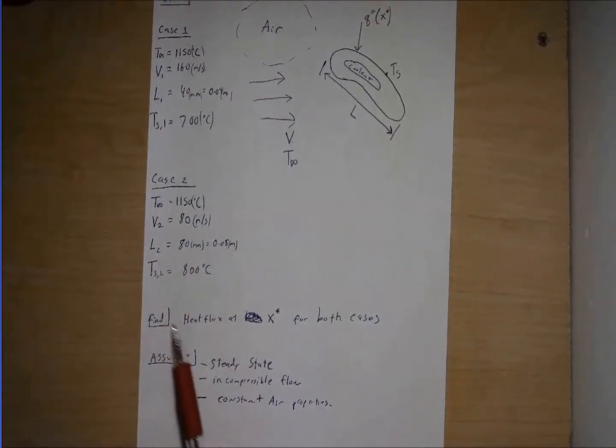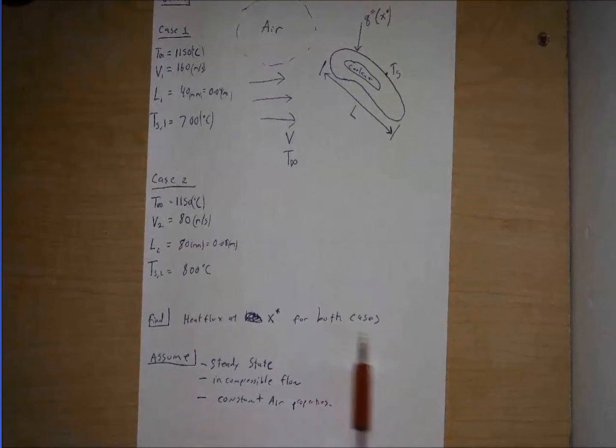So now what are they asking us to solve for? For both of these cases, they want us to find the heat flux at this position X star. Assumptions we're going to make: in the problem statement it told us it was steady state. We're going to assume incompressible flow. We're also going to assume constant air properties.